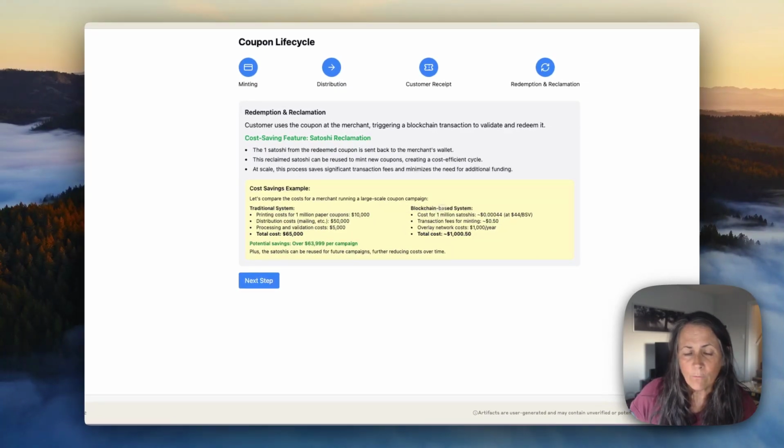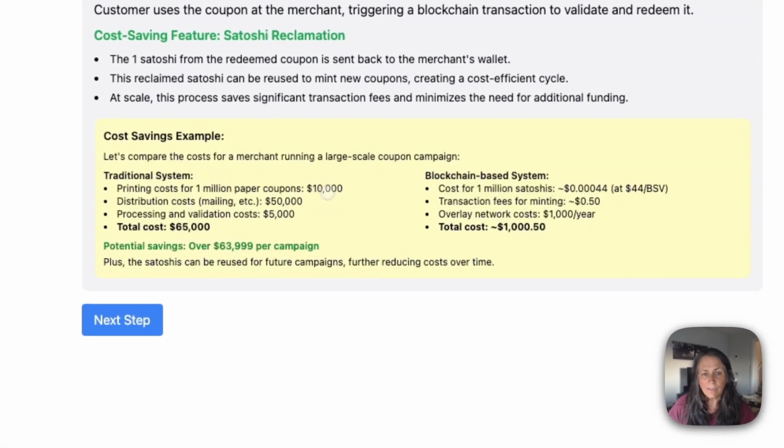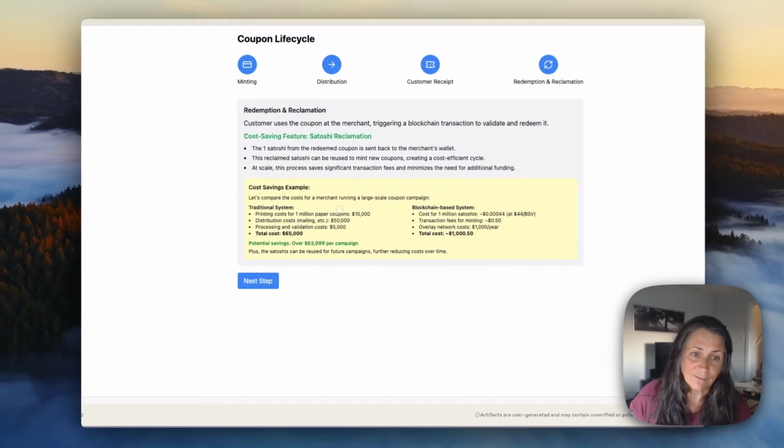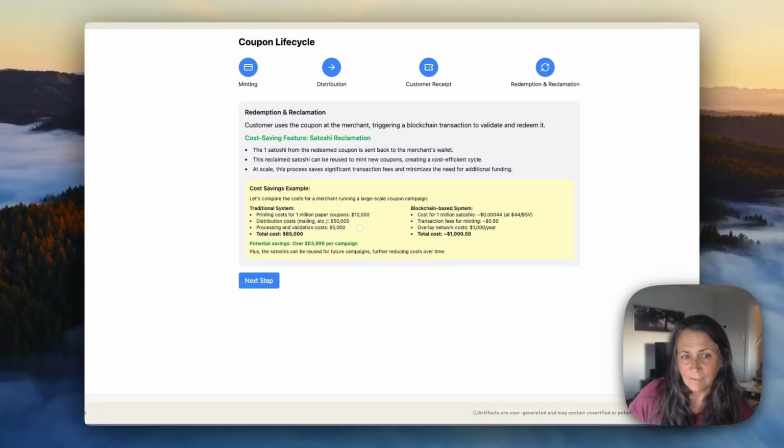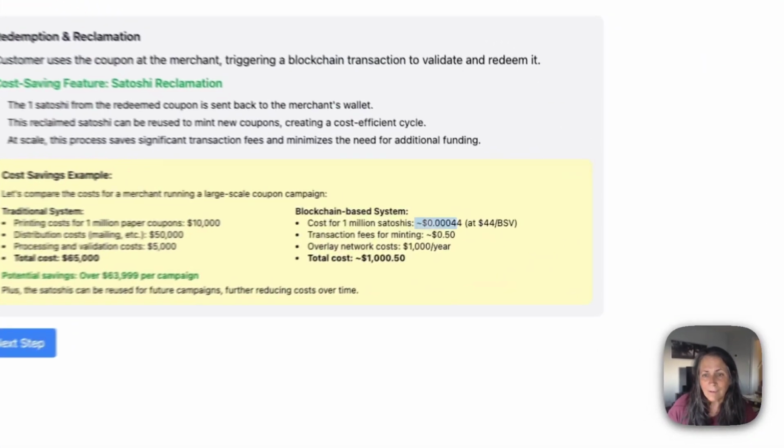So let's just look at one cost-saving example. Printing costs for 1 million paper coupons, let's say it's 10,000 bucks. Distribution costs, let's say it's 50,000. Processing and validation costs 5,000. So we got 65K in cost. So in a blockchain-based system, cost for 1 million Satoshis today, sub 1 penny.